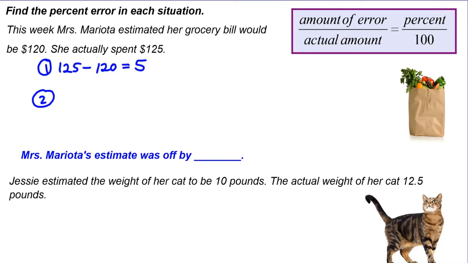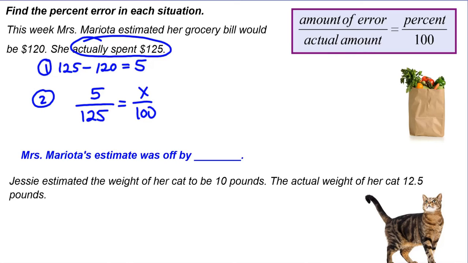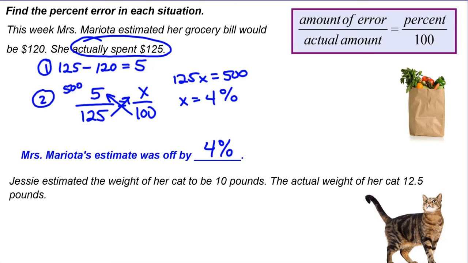So what percent is that compared to what she actually spent? So 5 out of 125, because this is the actual amount she spent, is how much out of 100? And then you can solve this proportion any way you want. I use cross products. That's a pretty popular method. So 125 times x has to be 500. 500 divided by 125 is 4. So that's 4%. So Mrs. Mariota's estimate was off by 4%. She had 4% error in her estimate of her grocery bill.